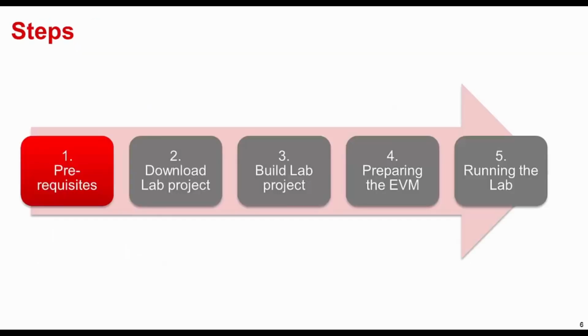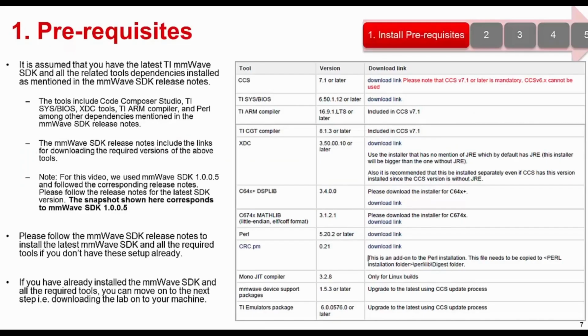Let's go through the steps required to download, build, and run the Water vs. Ground classification lab, starting with the prerequisites. It is assumed that you have the latest TI mmWave SDK and all the related dependencies installed on your Windows PC. If not, then please download the latest TI mmWave SDK and follow the release notes to install the SDK and all the required tools as per the version numbers listed in the release notes.